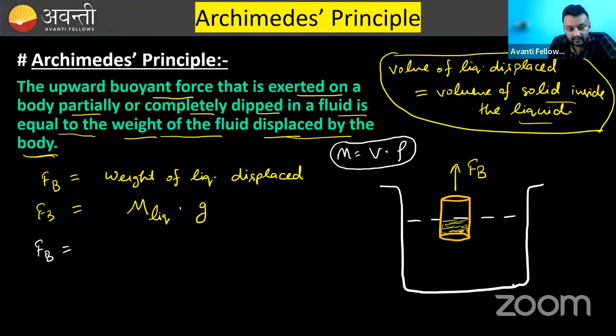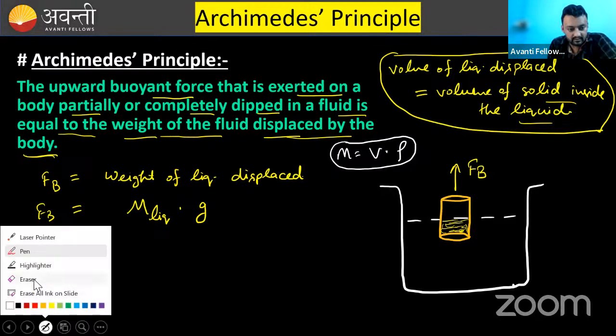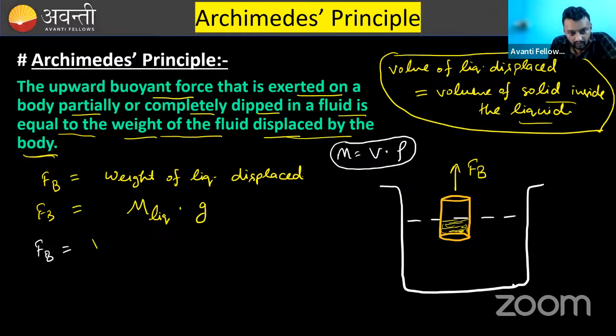So I am writing mass of the liquid as volume into density. Volume of the liquid into density of the liquid. Let's suppose it is rho. This is the mass into G. Till now, is there any problem in this? You can tell me, otherwise I will move further.